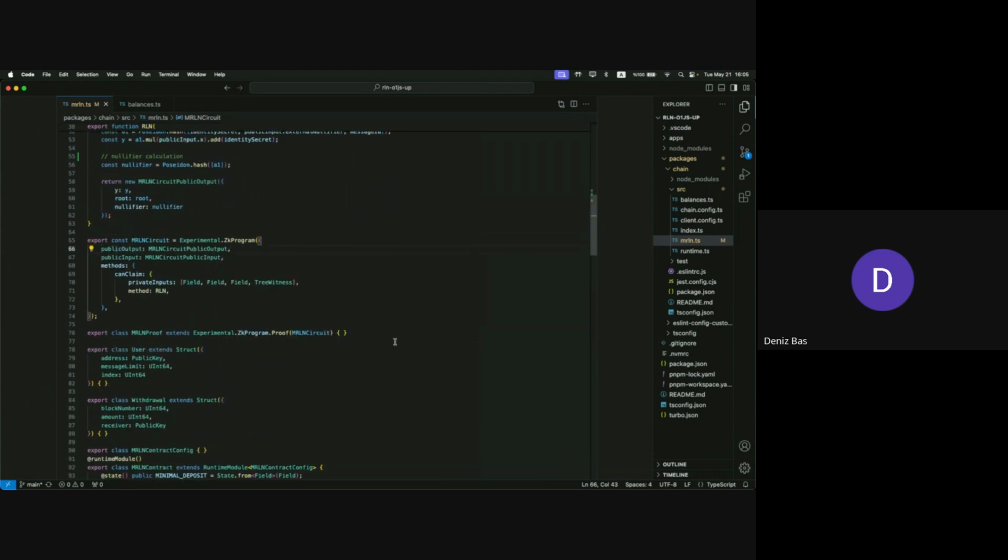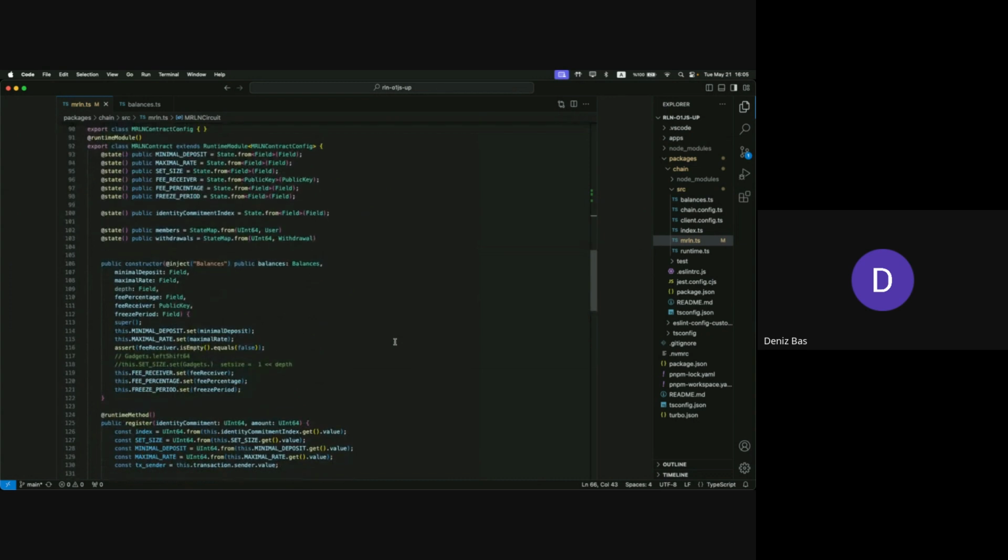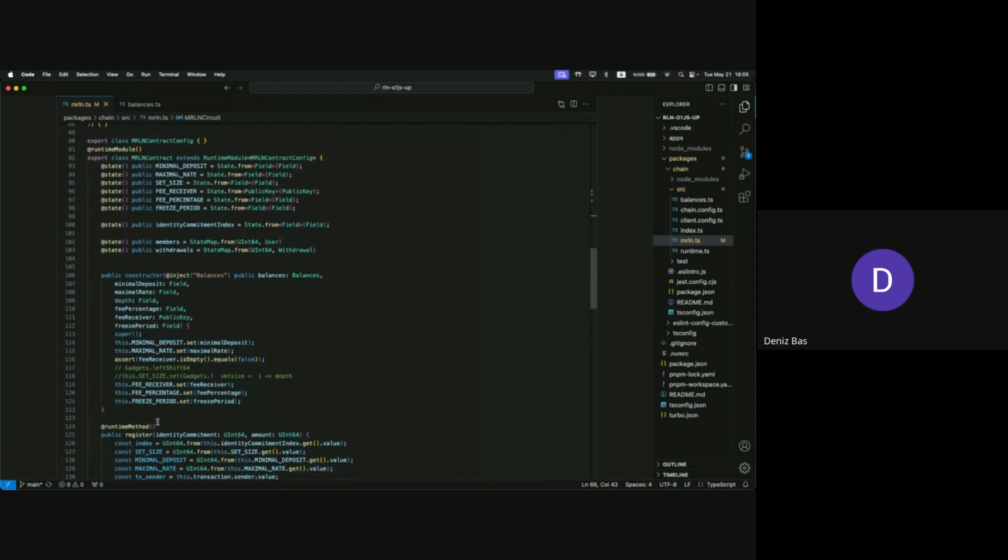Here we see the RLN contract, and we have a constructor to set a bunch of different variables, because as I mentioned, fees play an important role in the economic side of the protocol, because that's how we can prevent spam and denial of service attacks in an on-chain manner.